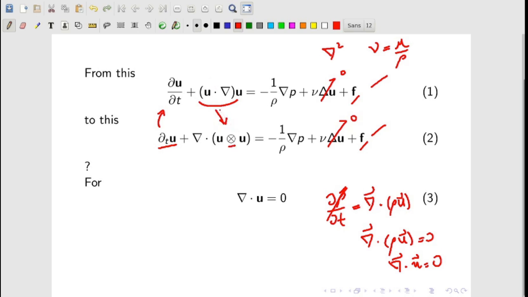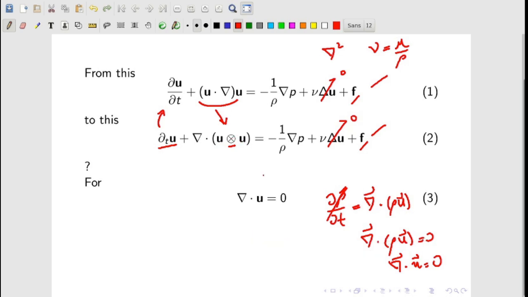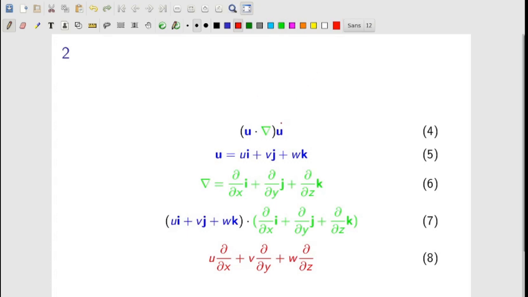So what we have to verify is that this term here is equal to this term here, the divergence of the vector product of the velocity. But is this the same? Well, actually, if this is true, we can verify that it is the same. First, let's take a look at this term here. This term here can be written as the dot product of the velocity vector times the del operator, this all multiplied by the velocity vector.